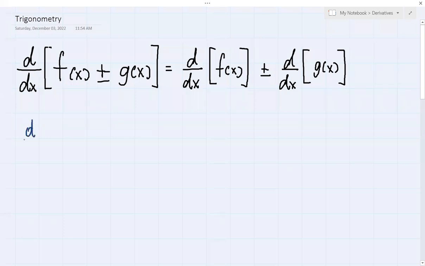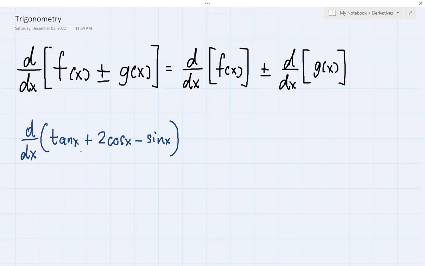So let's just say meron tayong ganito. Derivative ng tangent x plus 2 times cosine x minus sine x. So dumagdag pa tayo ng isa pang term if you would observe it. Pero again, it's easy. Okay? If you know the rules of the given trigonometric differentiation, then I do believe that you can do it.